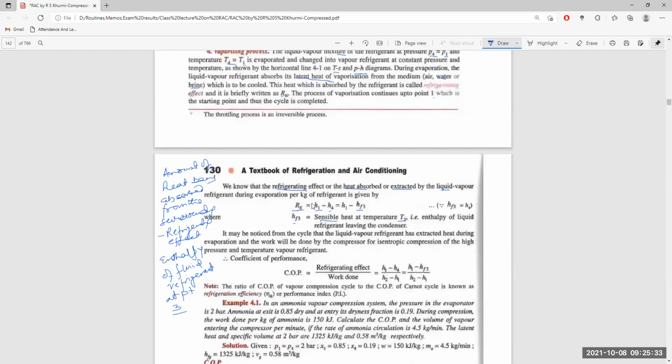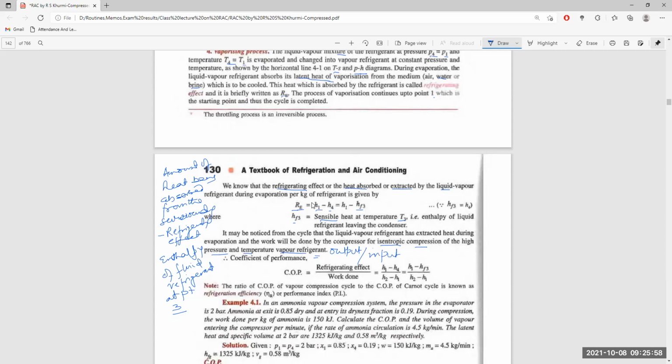So it is noticed that in the cycle, the liquid refrigerant extracts heat during evaporation, and work is done by the compressor on isentropic compression of the high pressure and temperature vapor refrigerant. So coefficient of performance, COP, is equal to output by input.